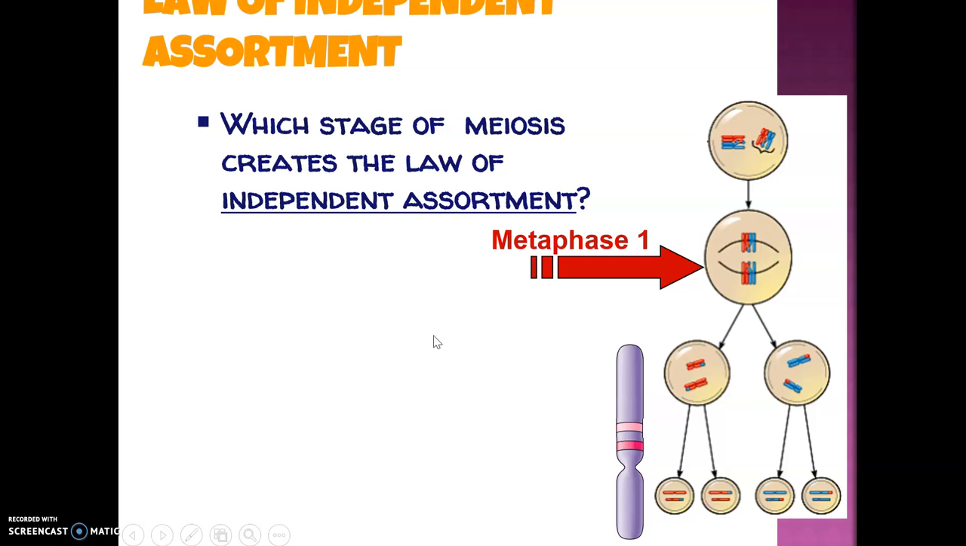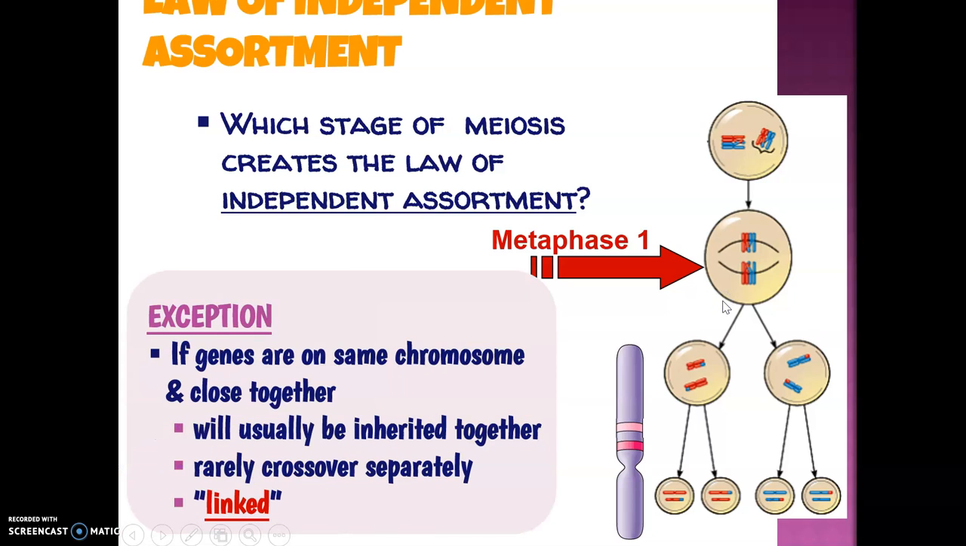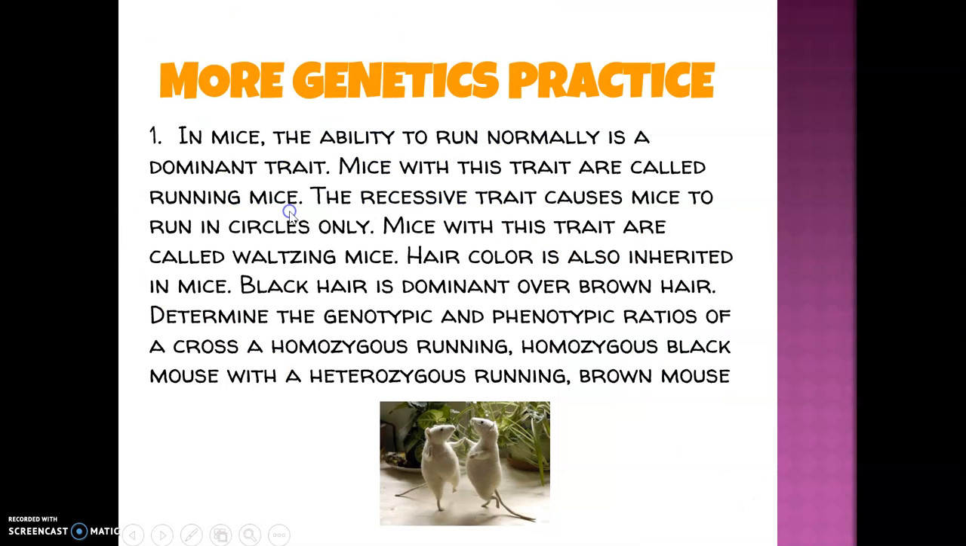So, which stage of meiosis creates the law of independent assortment? That's going to be metaphase 1, because that's when we can have a lot of the crossing over happening. The only exception is if genes are on the same chromosome and are close together. Those are usually going to be inherited together just because they are so close to one another. They're kind of linked, so they rarely cross over separately.